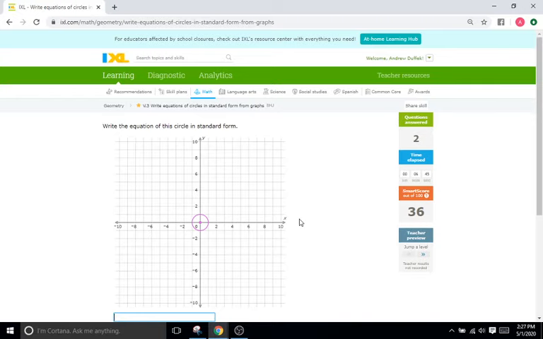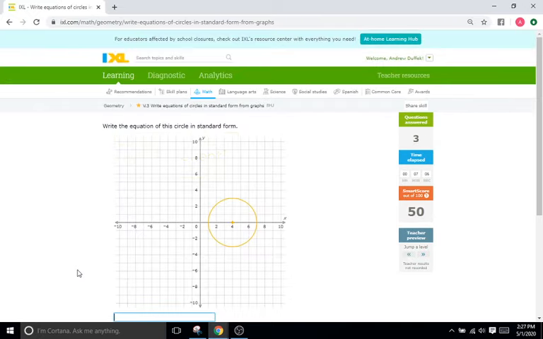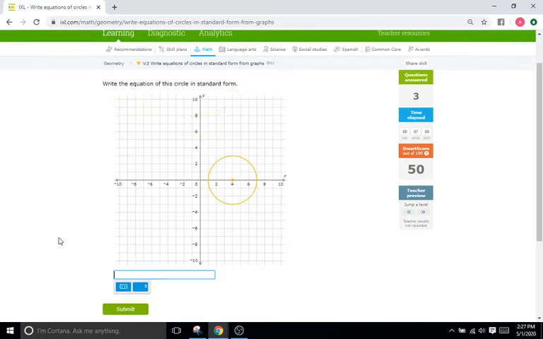Okay, write the equation here in standard form. Again, the origin, the center is at 0, 0, so it's just going to be x squared plus y squared equals, it looks like the radius is 1, so 1 squared, or 1 times 1 is just 1. So it's just x squared plus y squared equals 1. Great, already up to 50. Write the equation of a circle.